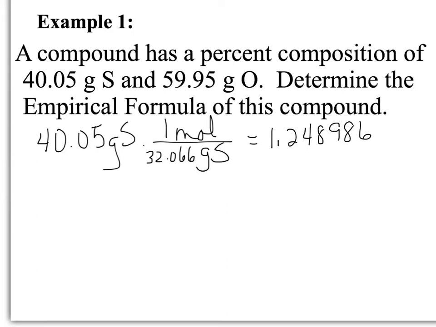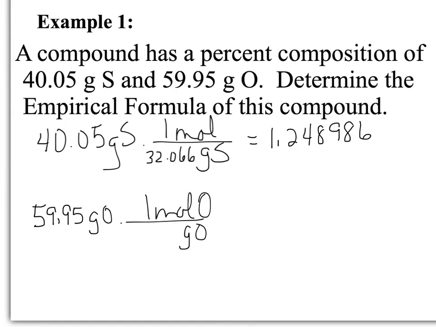Okay, leave a lot of decimal places on this step. Then we're going to do the same thing for oxygen. And then grams of oxygen to 1 mole of oxygen. Look on the periodic table, and your mass of oxygen is 15.999. So that goes on the bottom.